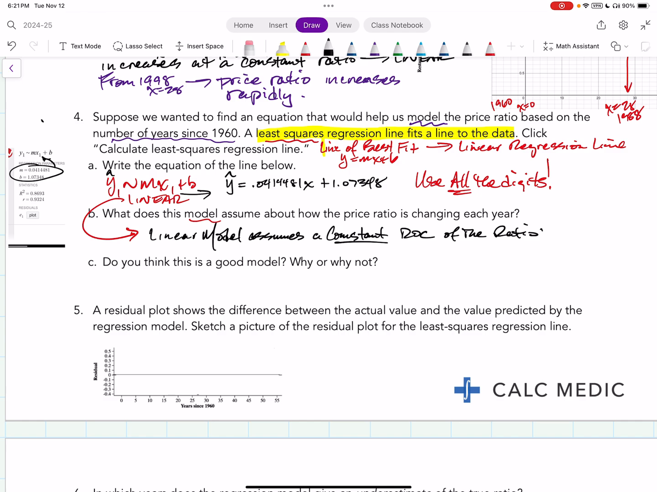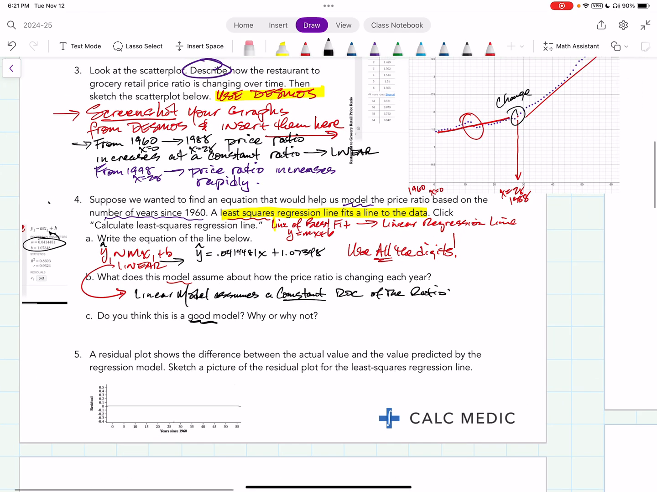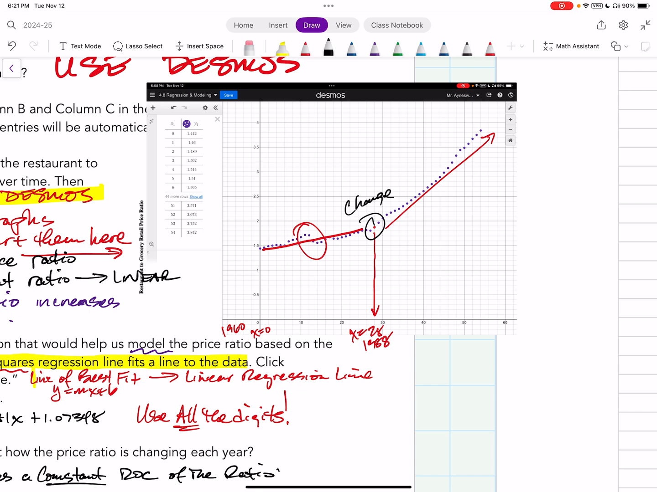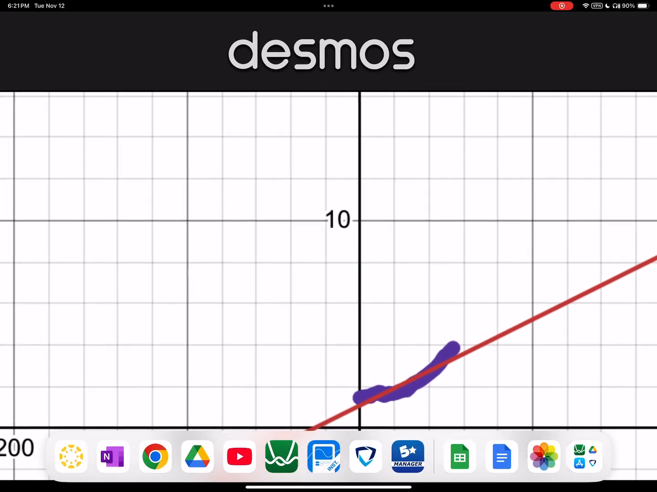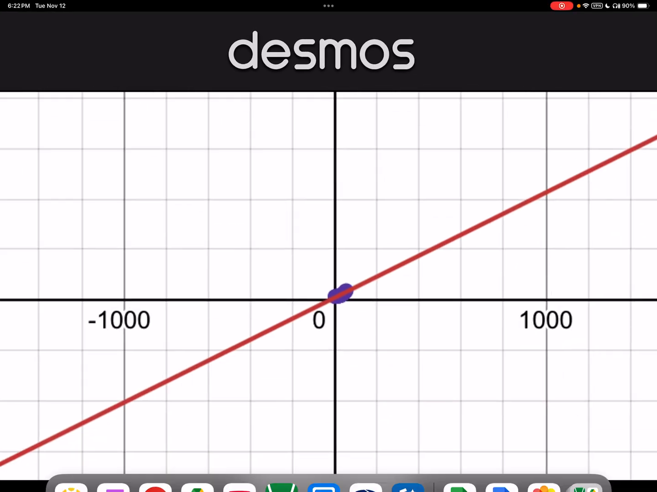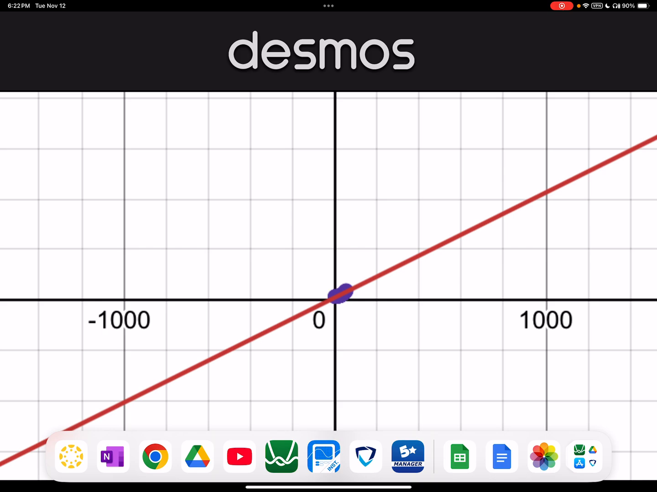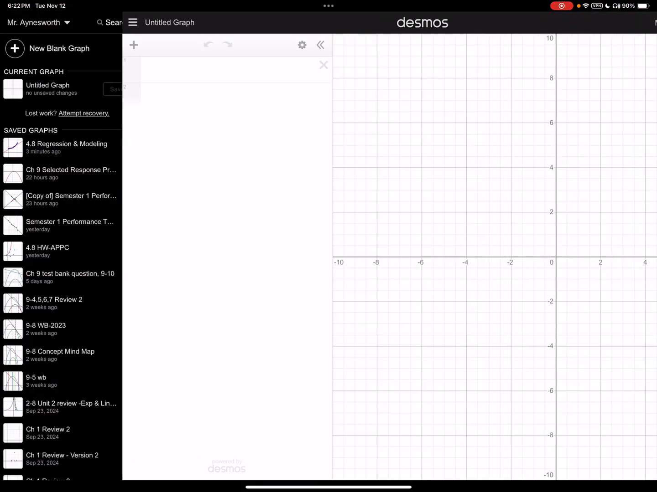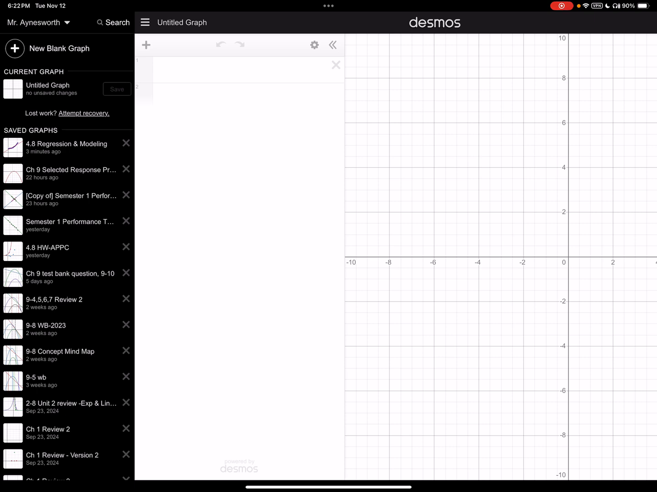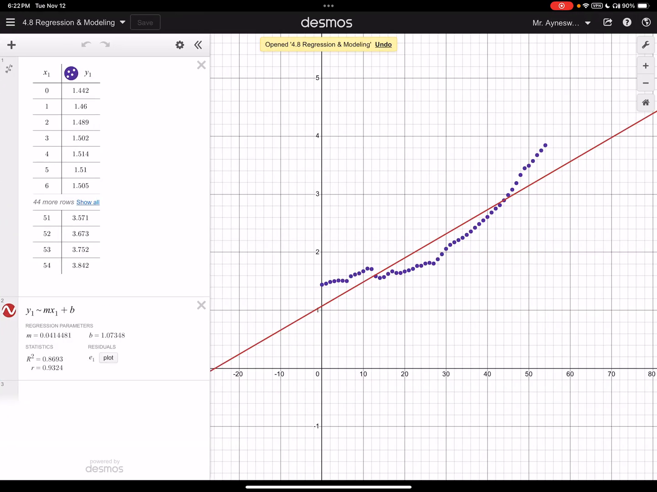Now, do you think this is a good model? Well, I kind of already talked about that. So let's go back to Desmos here. I hate it when iPads do this. Let me just close this out. Oh, we should have saved this, you know that? Okay, let me attempt recovery here. So, 3 minutes ago. There we go. So save your work, everybody. That's why saving your work is always good.